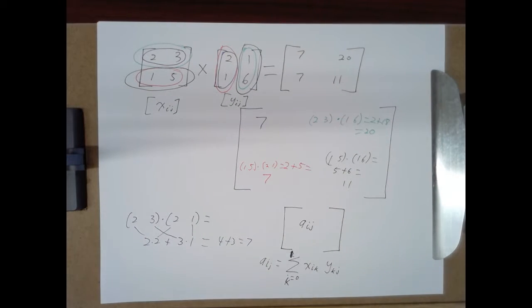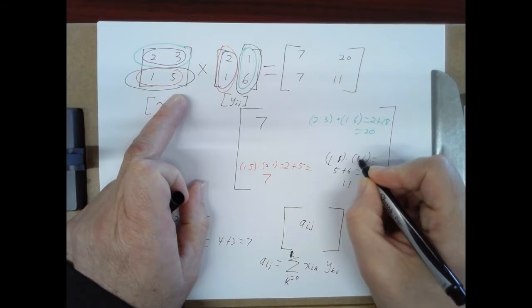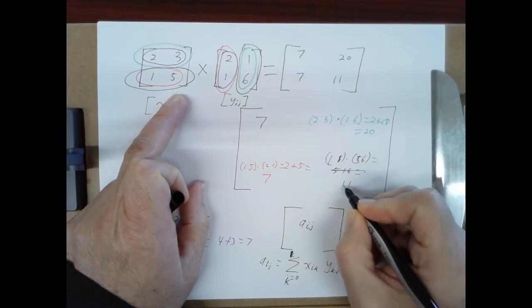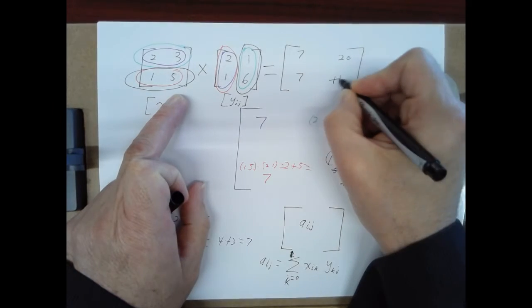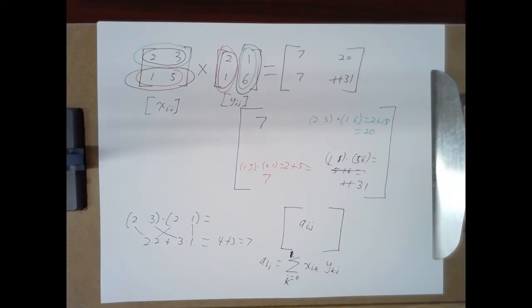Yeah? For the last column, mm-hmm. 11, isn't it 31? Did I get that wrong? Oh, yeah. Thank you. Good catch. 1 times 1, 5 times 6. Good, perfect. I meant to do that.